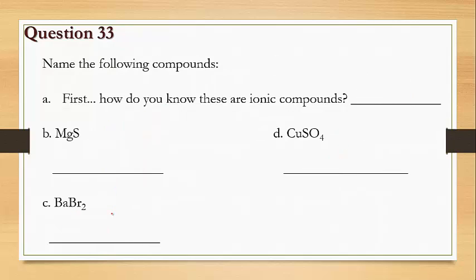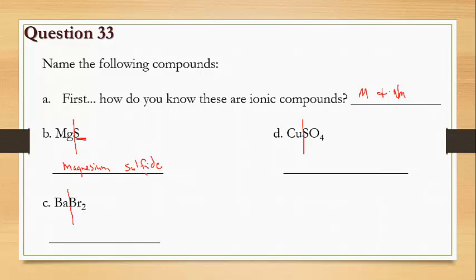All right, the next one, we're going to name the following compounds. And again, how do we know they're ionic? Metal and non-metal. Pretty obvious there. When we do this, we're going to separate the two parts again on each one of the problems. And on the ionic compounds, it's pretty easy. Just write the name of the first element, followed by, if it's a single element, the root, and then it ends in "ide."